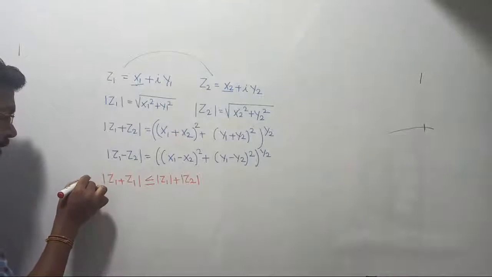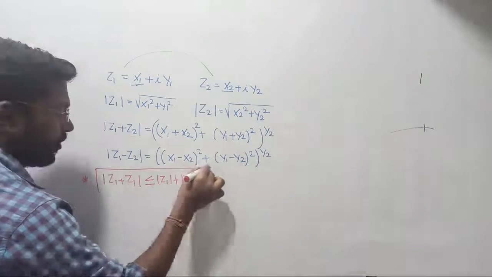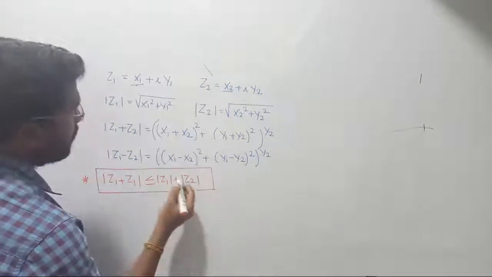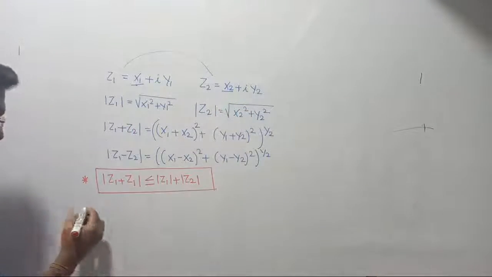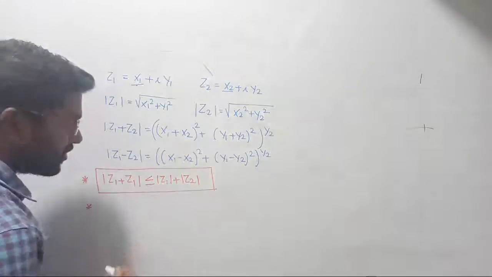Guys, in order to help you understand, I am not giving any proof for this. You can just take something like 2 plus 3i and 3 plus 4i, take the variables and put them in, and the answer will come. Don't think too much. Fine. So this is the first conclusion.